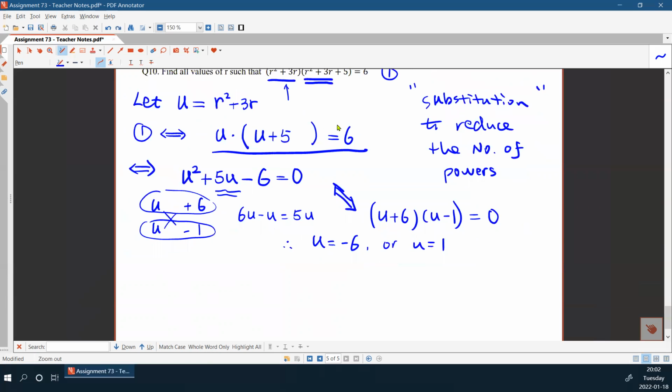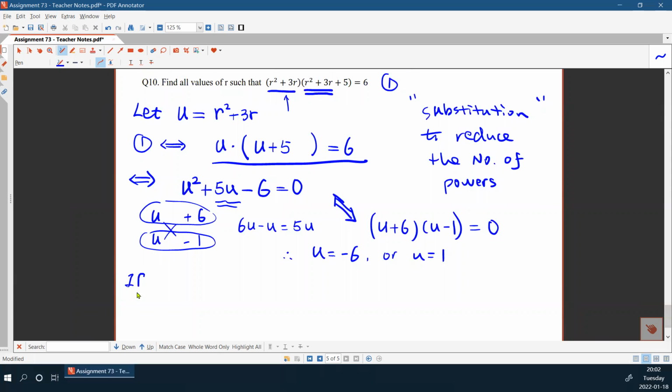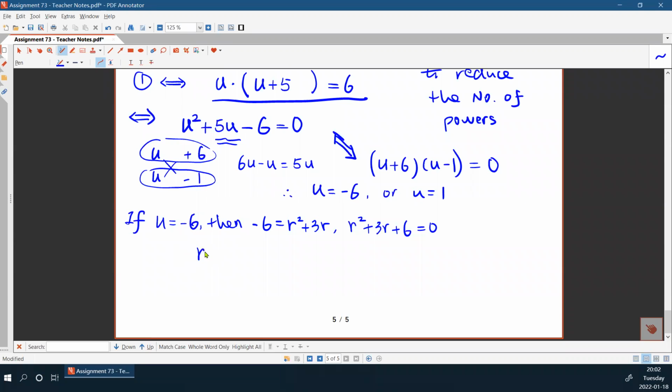Okay, so following the same logic as in the previous question, first let's discuss if u is -6, then what will happen? Then -6 equals r squared plus 3r. This is now another quadratic equation, right? Which means r squared plus 3r plus 6 is 0. Then r is given by the quadratic formula: the denominator is 2a, which is 2, negative b, which is 3, positive or negative square root of delta. Delta is b squared, which is 9, minus 4ac, which is 4 by 1 by 6, right? So r is -3 positive or negative i times square root of 15, over 2. Can you see that? Do you understand?